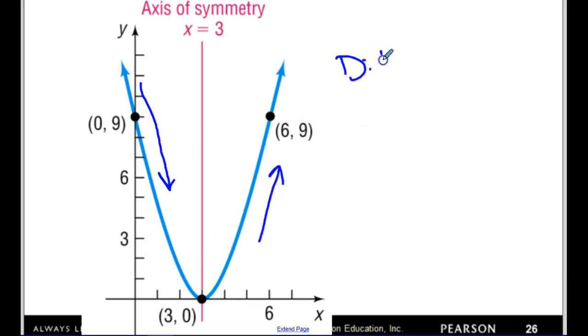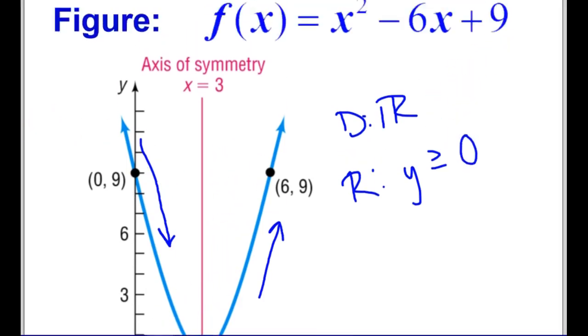My domain here would be all real numbers. My range would be y is greater than or equal to, because it's opening up, and the lowest point is when y is 0. So that would be the range for this function.